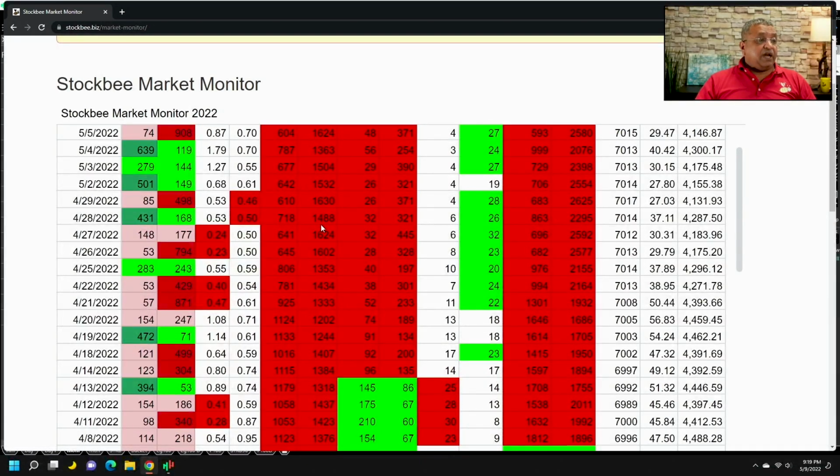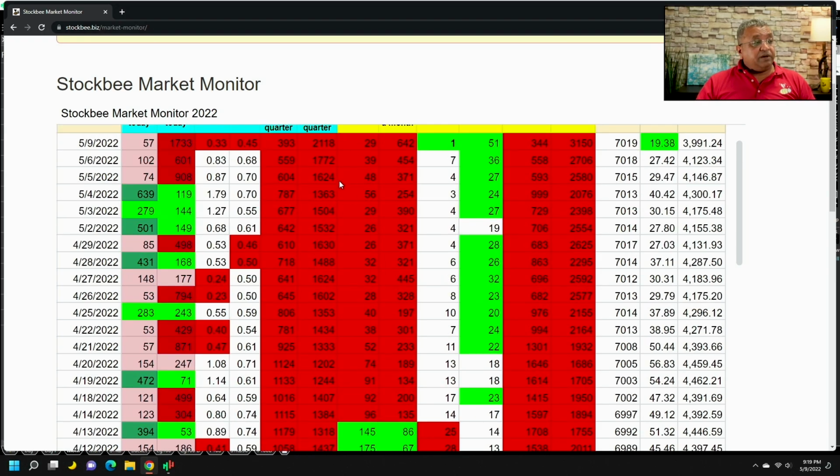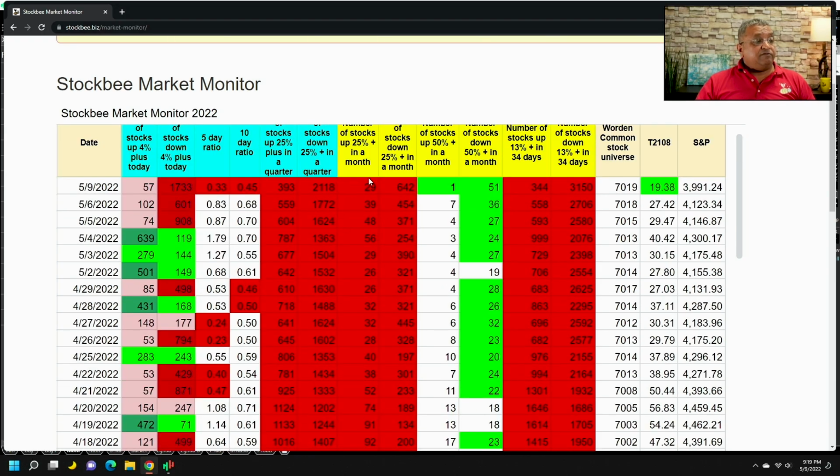Now, this kind of underlying buying and selling pressure, if you measure it yourself, you get a very good understanding of when to be aggressive and when to be defensive.